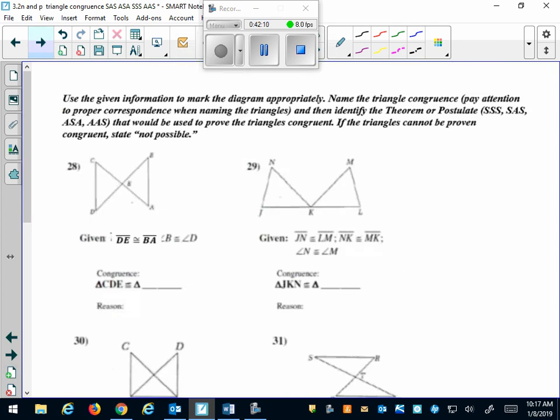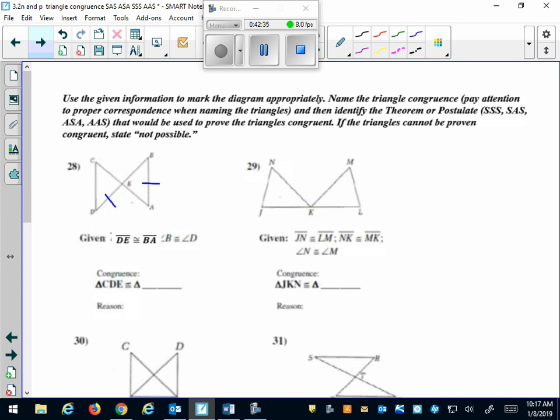Okay, this next section is a tiny bit different because they're giving you given information and they just want you to mark it. So once you mark the diagram, it becomes exactly like the section you just did. But here, you know DE is congruent to BA. You need to make sure you know how to mark that. DE is congruent to BA.